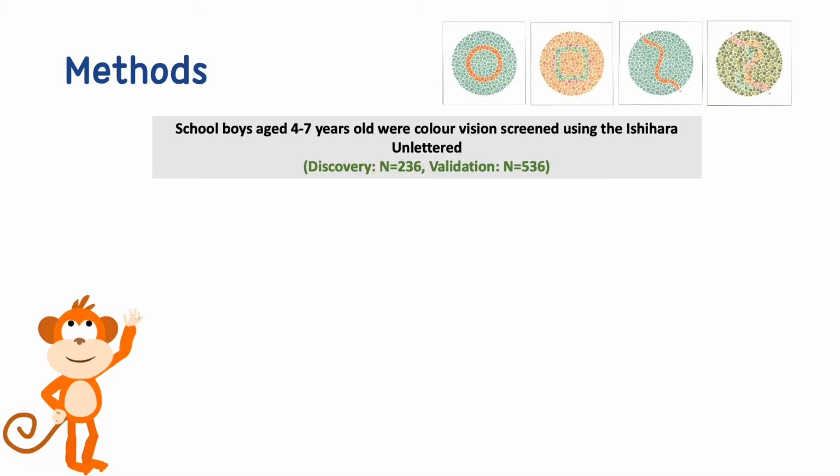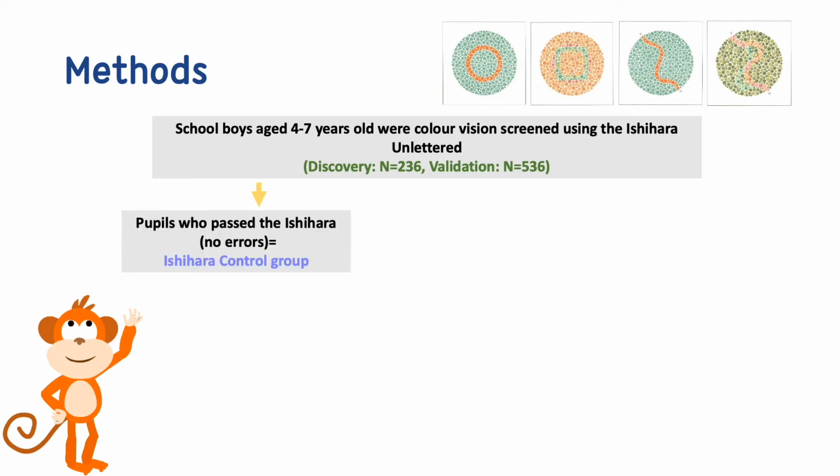So to do this, we had schoolboys aged 4 to 7 years old who were colour vision screened using the Ishihara Unlettered. The Ishihara Unlettered is a plate test where children are asked to identify a shape or trace over curved pathways. The photo here shows you some examples from that test.